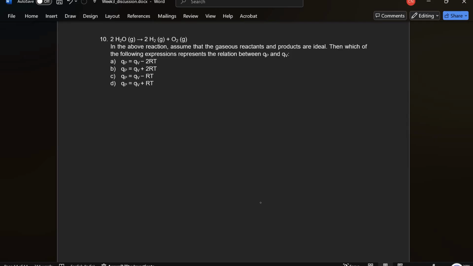So the relation over here is quite simple. We can get the relation between QP and QV using enthalpy and internal energy of a given reaction. So as you can see here, first, of course, there's not going to be any work done on this system. This is just going to be related to the heat released in the reaction. Since work is not going to change, we will deal with it.